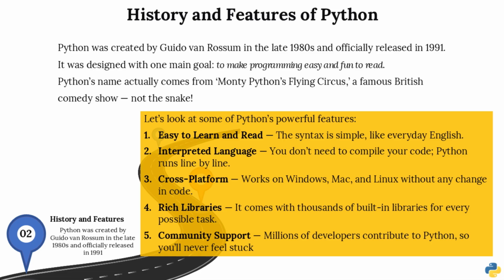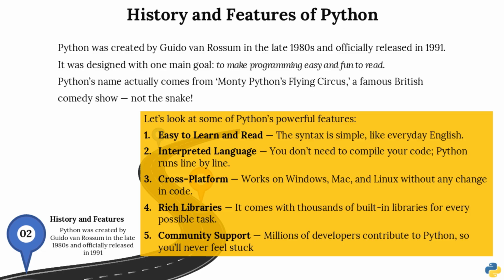Python was created by Guido van Rossum in the late 1980s and officially released in 1991. It was designed with one main goal: to make programming easy and fun to read. Python's name actually comes from Monty Python's Flying Circus, a famous British comedy show, not the snake.